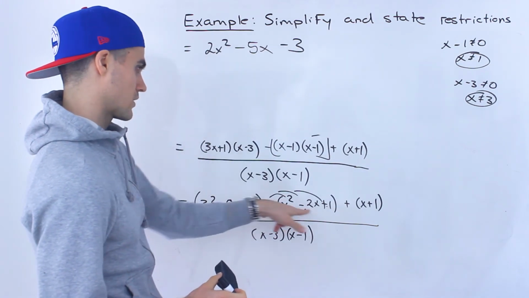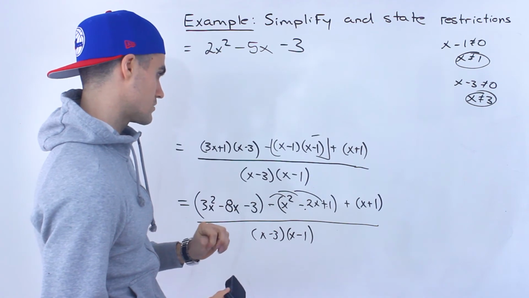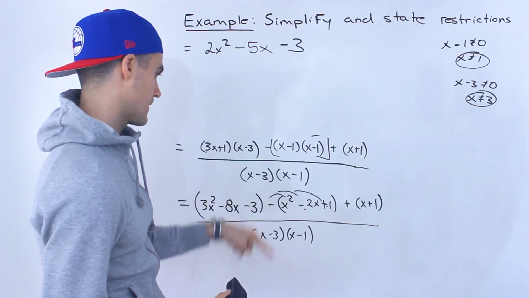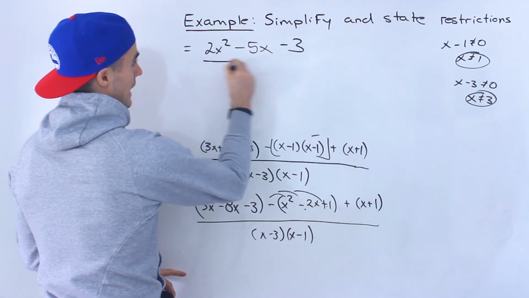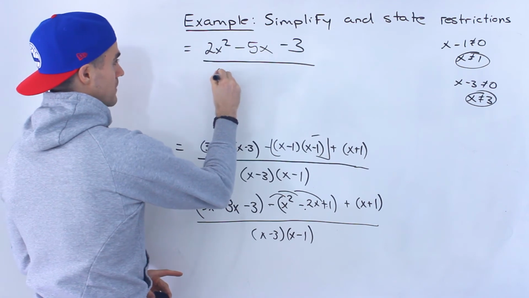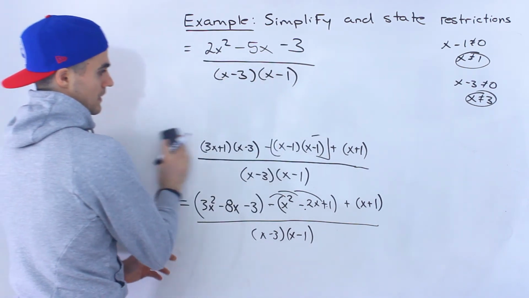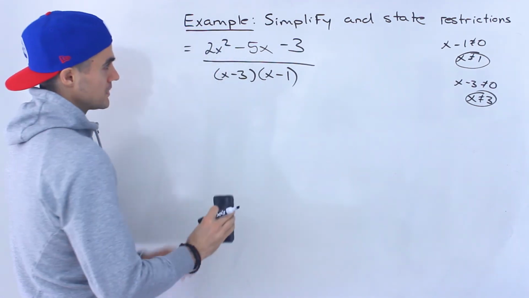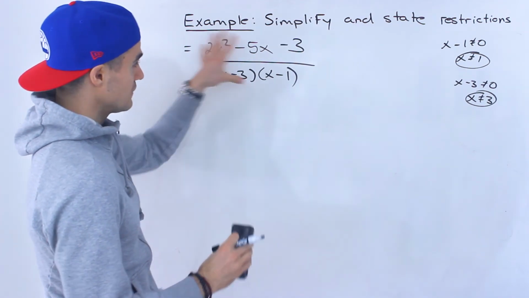I'm just checking my work now, making sure it's all good. And it looks all good to me. So this numerator is going to simplify to this, and then this is going to be all over x minus 3 times x minus 1. Now, are we done at this point? No, we're not, because you want to see if anything still factors even after you simplified.